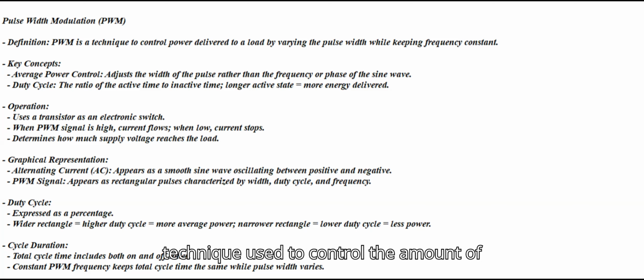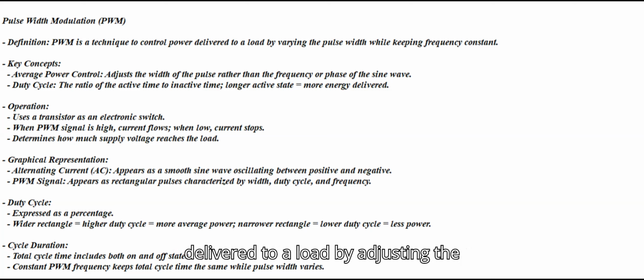PWM is a technique used to control the amount of power delivered to a load by varying the width of the pulses in a signal while keeping the frequency constant. This means you're controlling the power, but it's important to clarify that when we say controlling power, we're not directly manipulating the frequency or phase of the sine wave. In PWM, you're primarily controlling the average power delivered to a load by adjusting the width of the pulse rather than changing the sine wave itself.